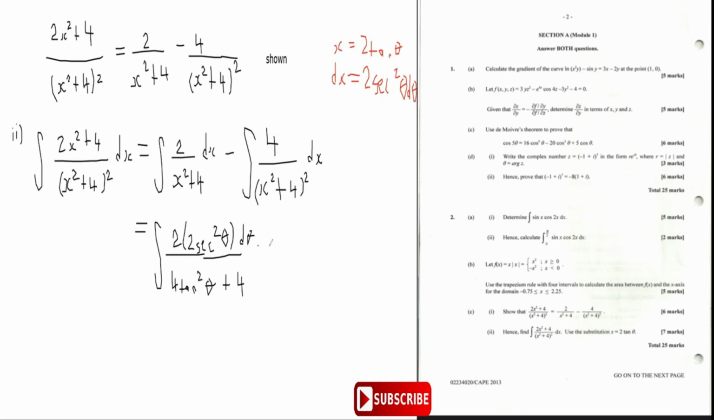Then we're going to have minus the integral of, again, dx is going to be 2 sec squared theta, so 2 sec squared theta times 4. The numerator, we're going to get 8 sec squared theta d theta. And then let's work out the denominator. In the denominator, we have a square. It's going to be first term square, which is x to the 4. But x squared plus 4.